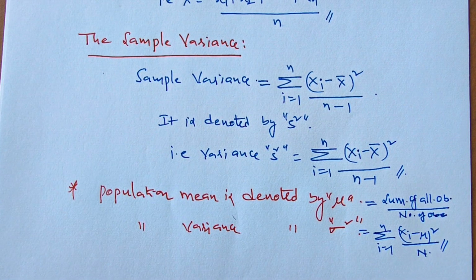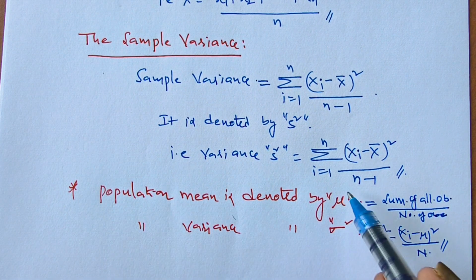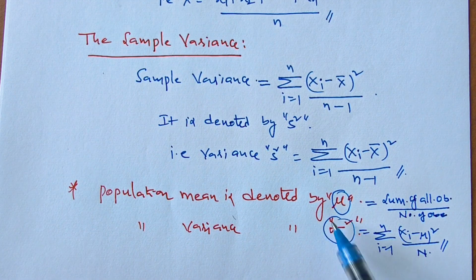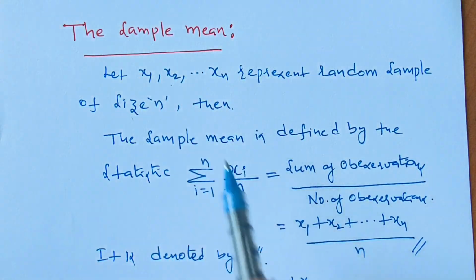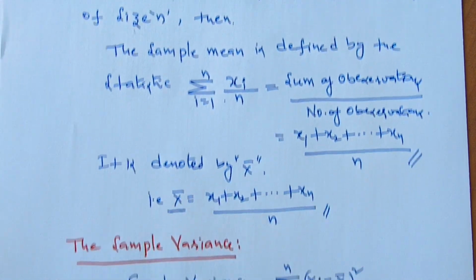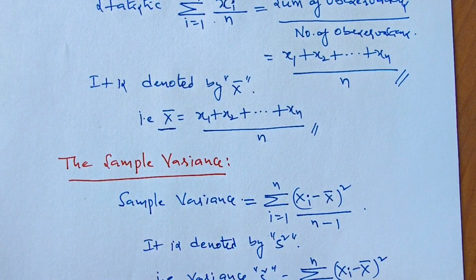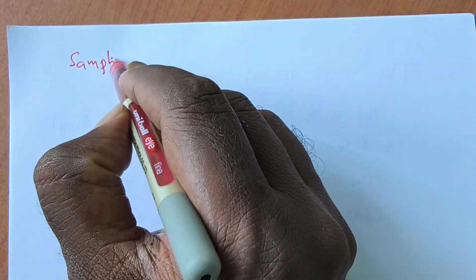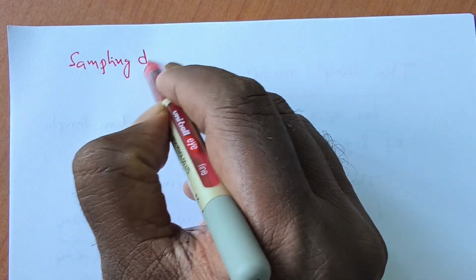population size. So population mean is always denoted by mu, and population variance is always denoted by sigma square. Here the sample mean is denoted by x bar and sample variance is denoted by s square. Okay, these are the sample mean, sample variance, population mean, and population variance.